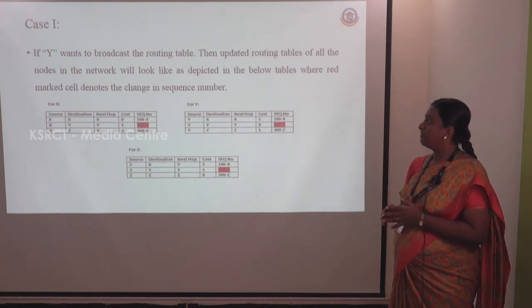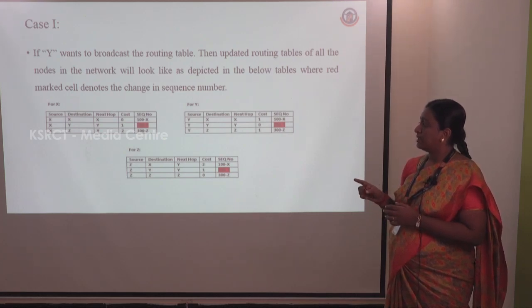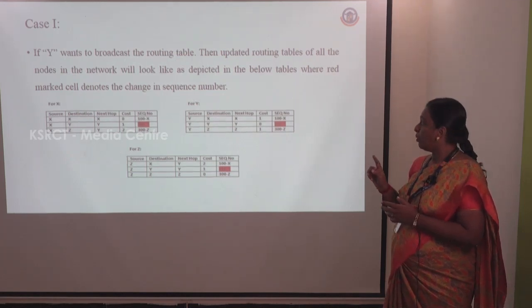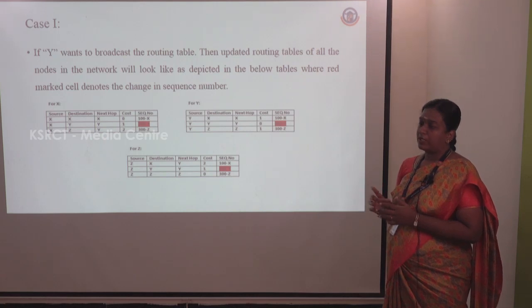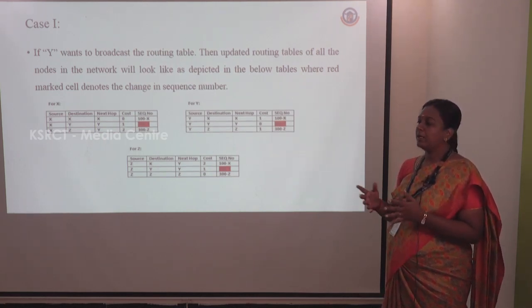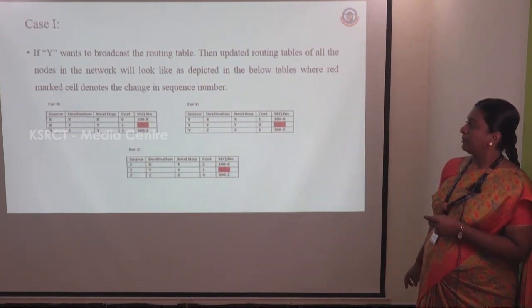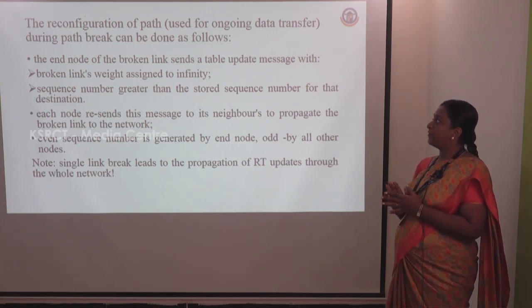So where will the updation happen? For X, via Y node will be taken into account. For Y, Y will be taken into account, and for Z, Y. So the nodes which are neighbors to the Y node will be taken into account over here. So this is the reconfiguration of paths.